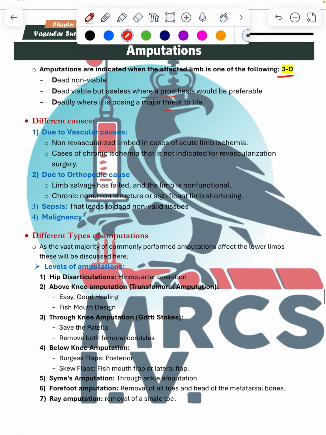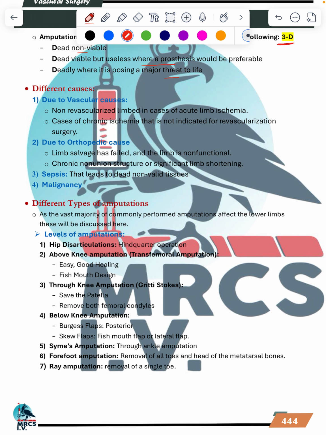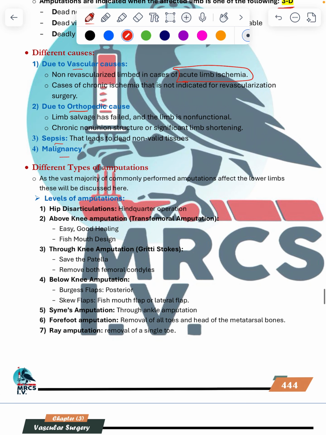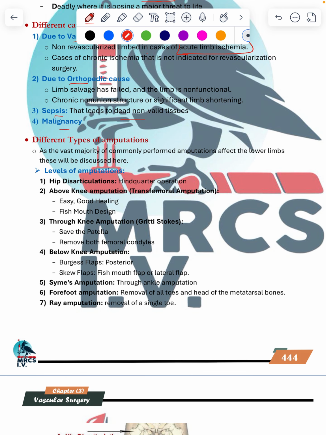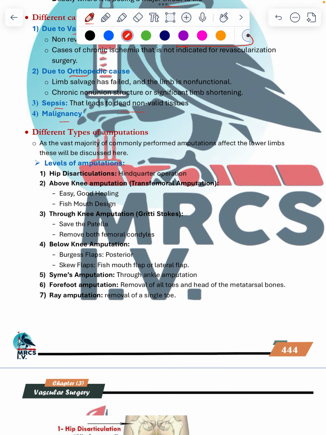Different causes. What is the need for amputation? If there is vascular involvement, vessels are involved, bones are involved, infection, malignancy. If vessels are involved, non-vascularized limb cases, acute limb ischemia, there is total ischemia of the limb. Chronic cases, where ischemia is not indicated for revascularization surgery because there is no possibility of revascularization. Orthopedic limb salvage has failed, the limb is non-functional, chronic non-union. Severe sepsis leads to death, non-viable, gas gangrene or something like that. Malignancy, you have to go for amputation.